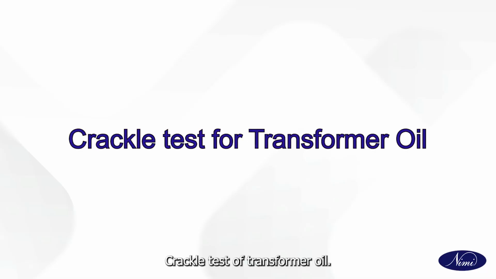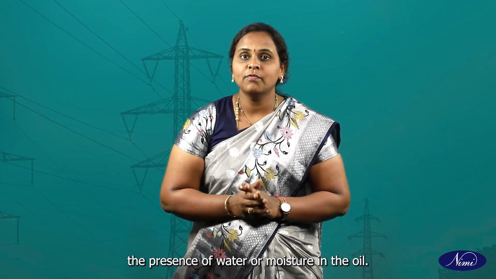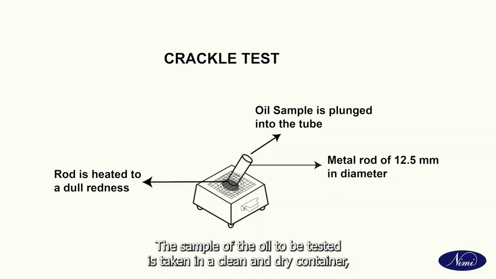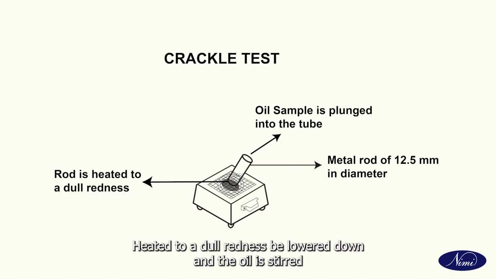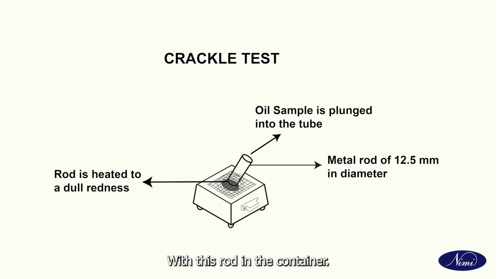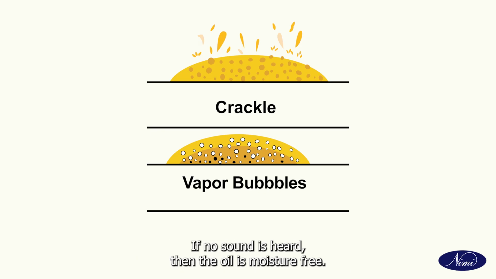Crackle test of transformer oil. It is a test aimed to determine the presence of water or moisture in the oil. The sample of the oil to be tested is taken in a clean and dry container, and a metal rod of 12.5 millimeter in diameter, heated to a dull redness, is lowered down and the oil is stirred with this rod in the container. If a crackle sound is heard, it indicates the presence of moisture in the oil. If no sound is heard, then the oil is moisture free.